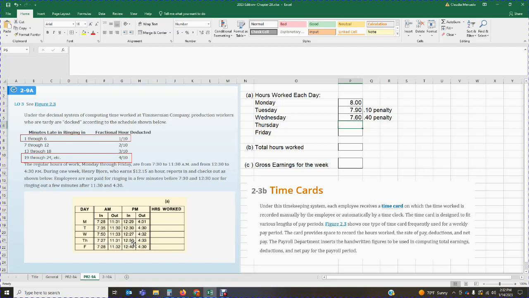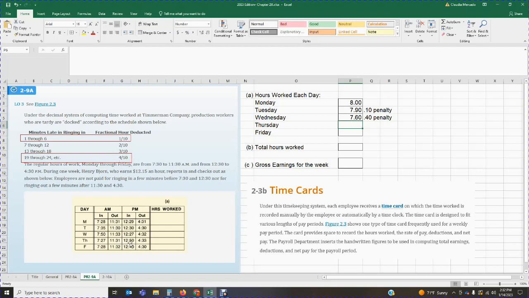He clocked back in from lunch at 12:50. At what time should he have clocked in from lunch? He should have clocked in from lunch at 12:30. So he took 20 extra minutes on his lunch break. Okay? So we have to dock him those extra 20 minutes that he took. If he took 20 minutes, we're going to dock him 4/10.